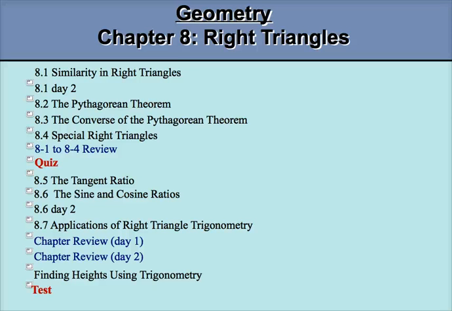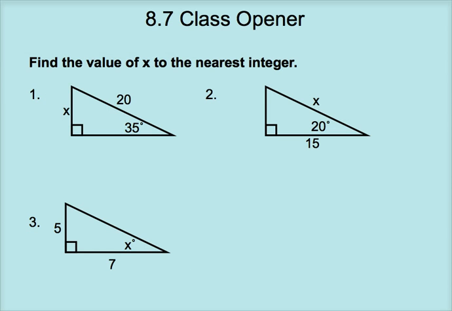Chapter 8, Right Triangles. Today we're going to cover Section 8.7, Applications of Right Triangle Trigonometry. Your class opener: find the value of x to the nearest integer.